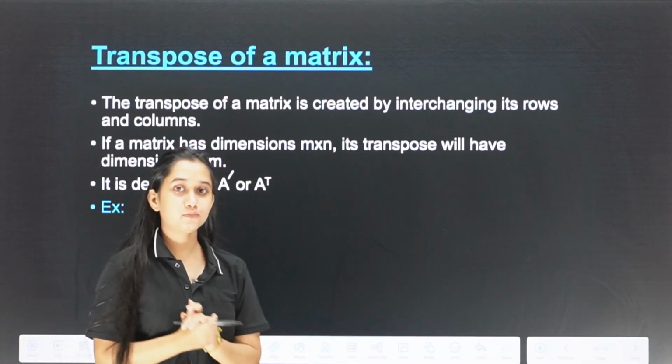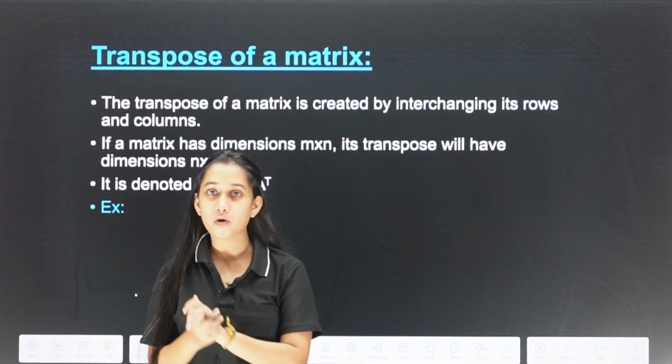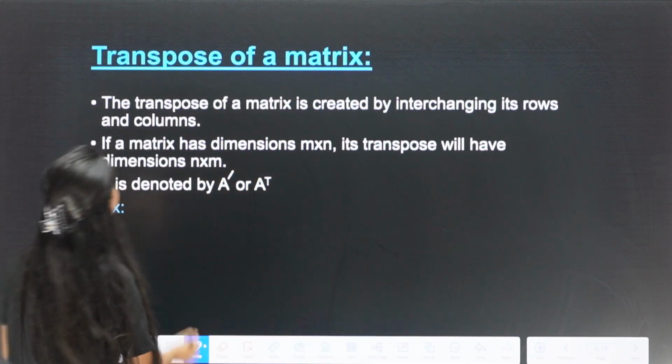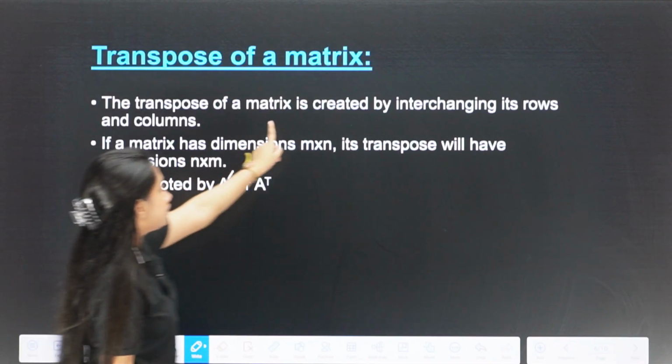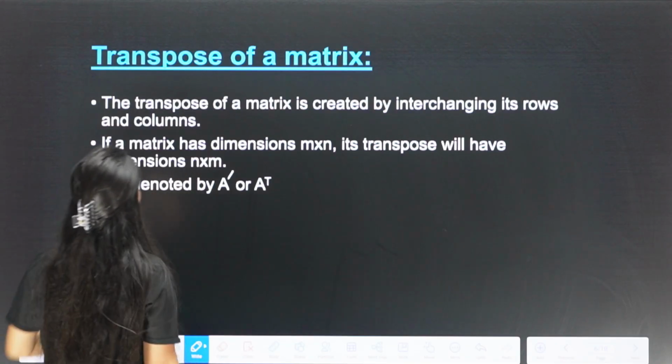So what is the transpose of a matrix? If we have a matrix, then what will be the transpose of that matrix? The transpose of a matrix is created by interchanging its rows and its columns.